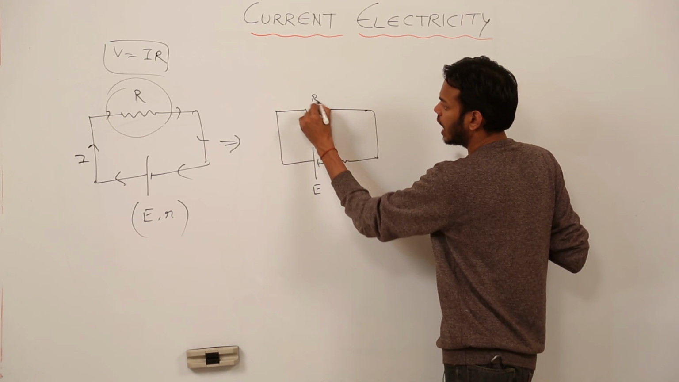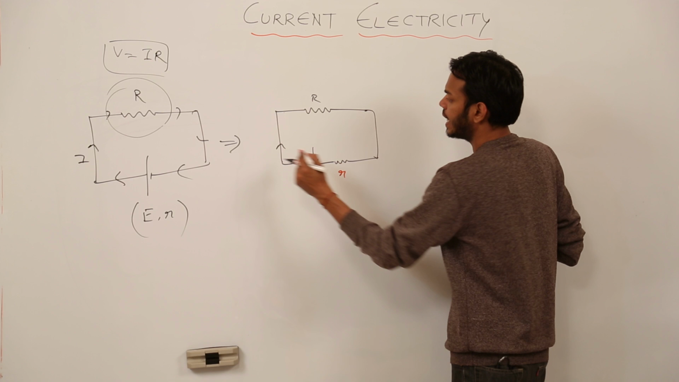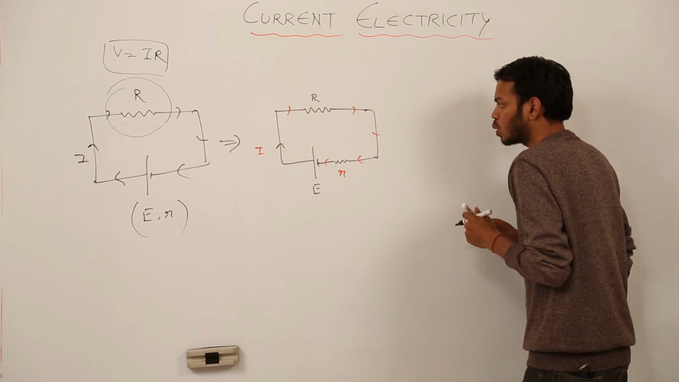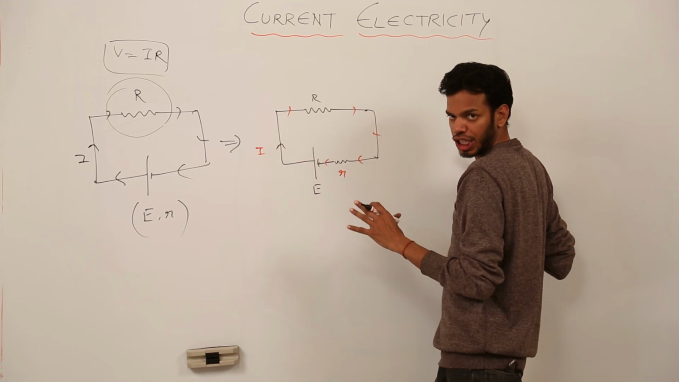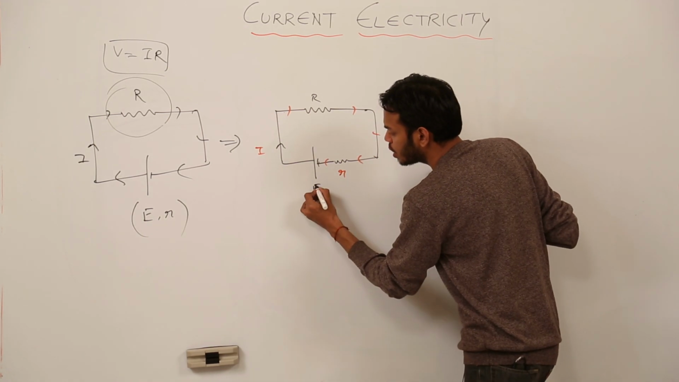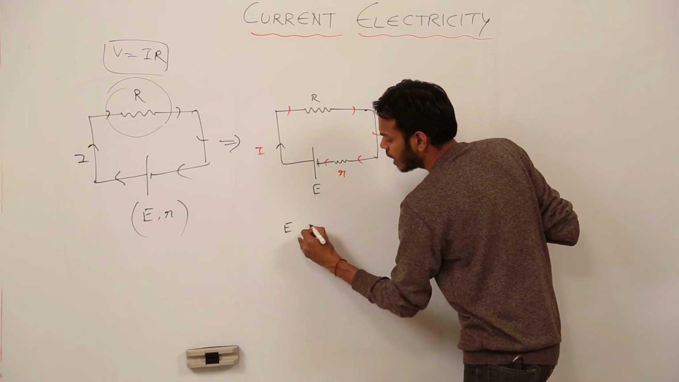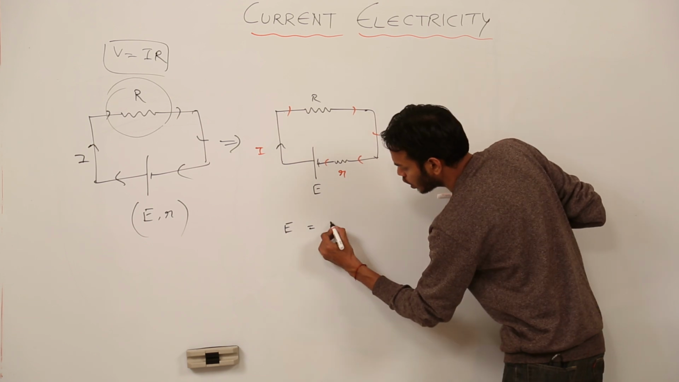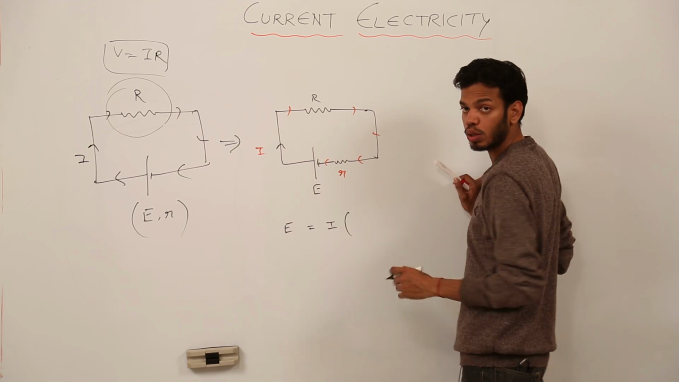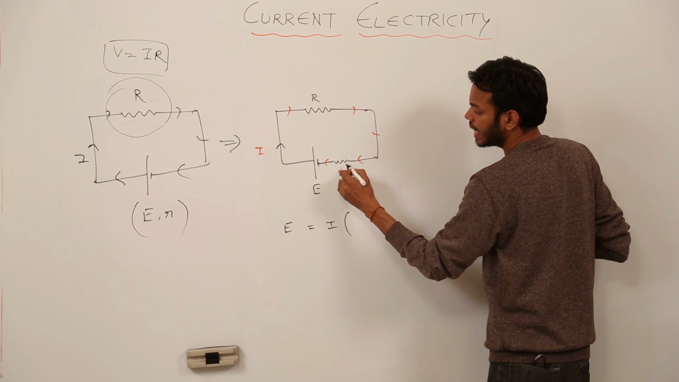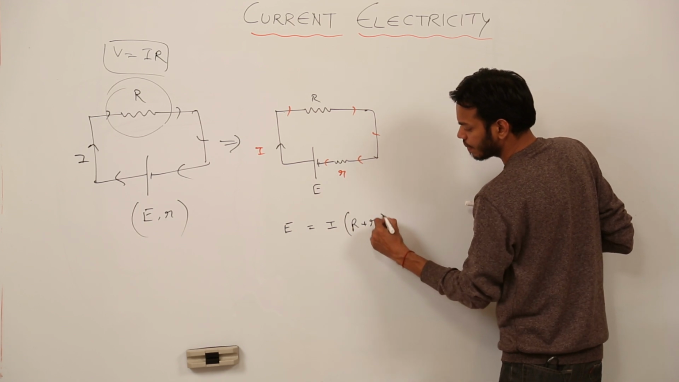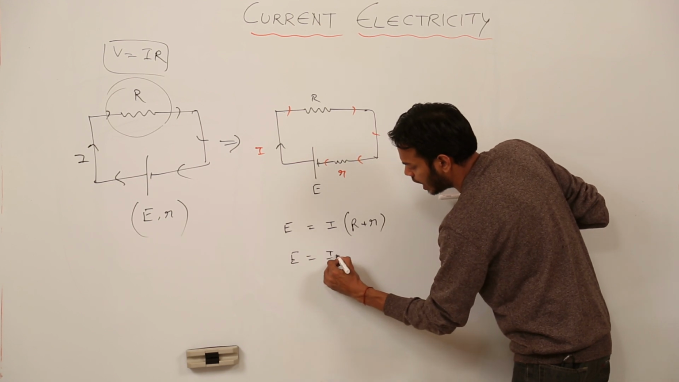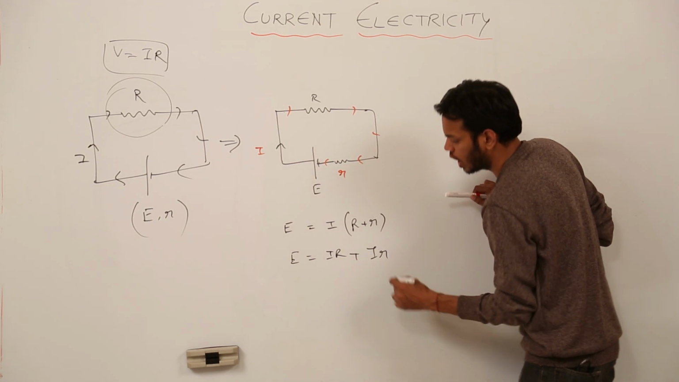This is still V, this is R. Now consider this. Let I be the value of current flowing in this circuit. The total voltage provided by this circuit is E, which will be equal to total current into total resistance. What is total current? I. What is total resistance? This R and this small r are right now in series. So E is equal to IR plus I small r.